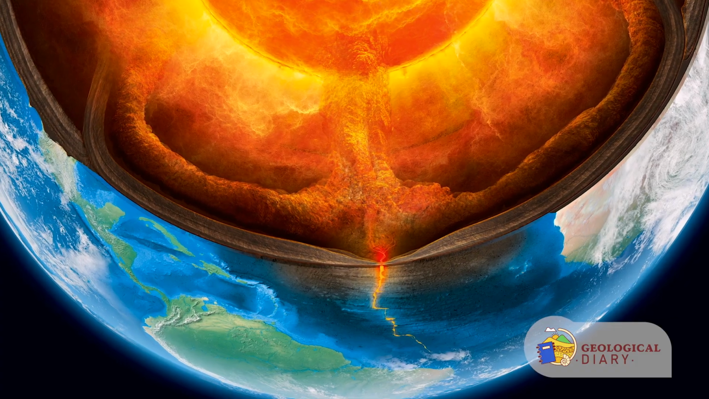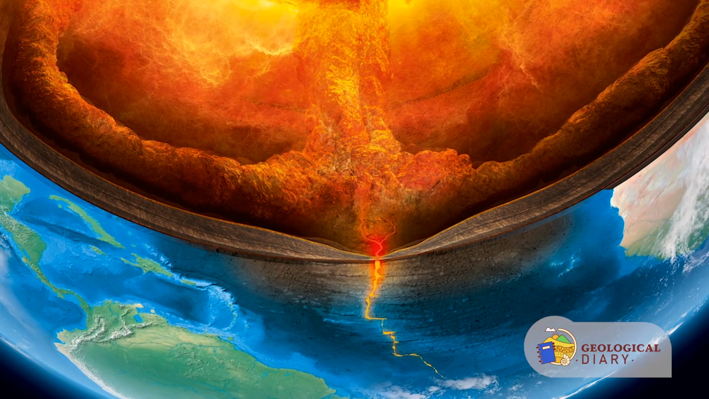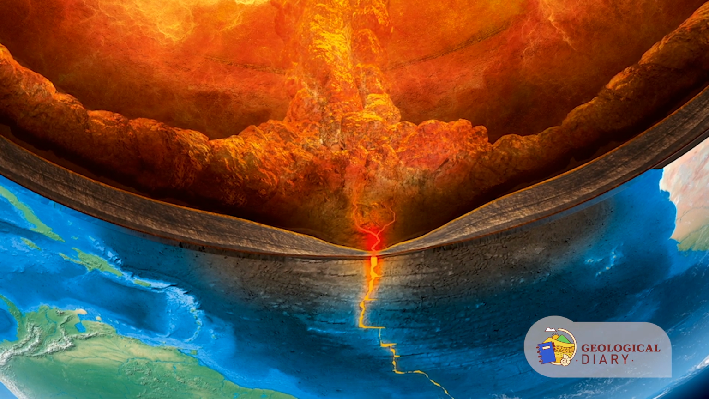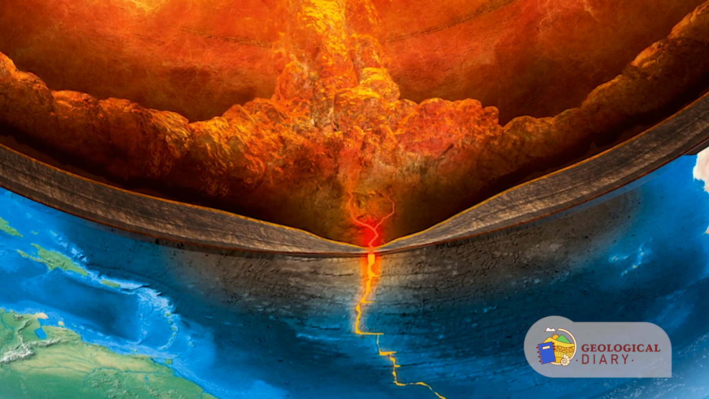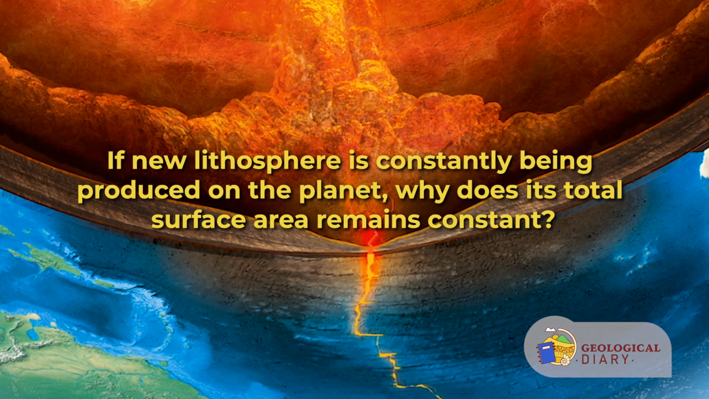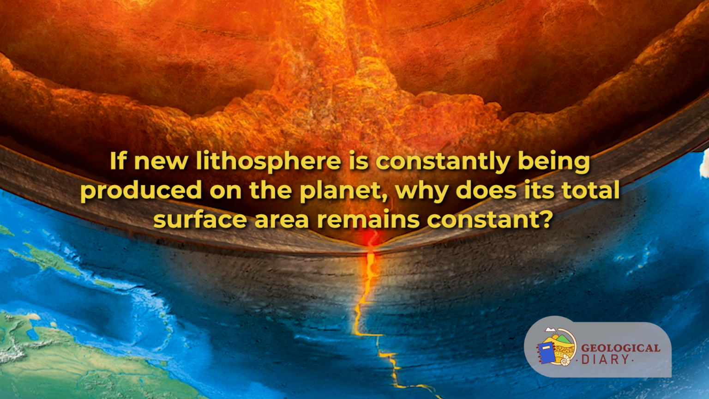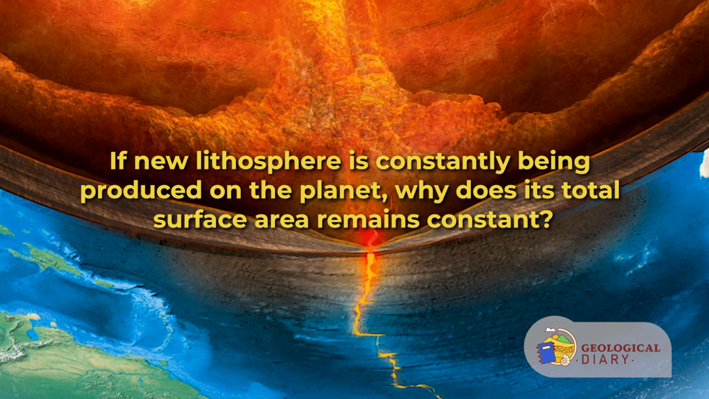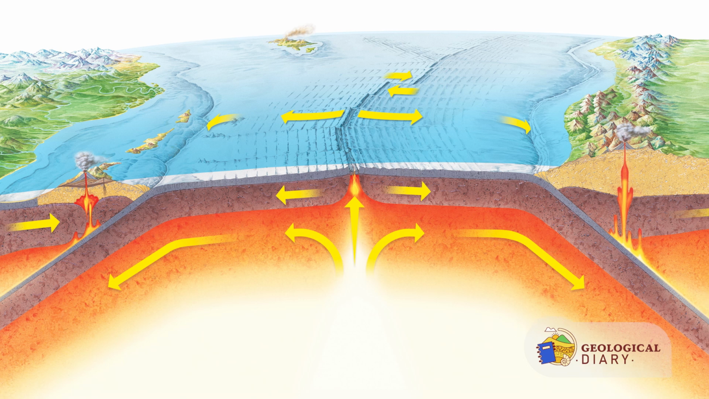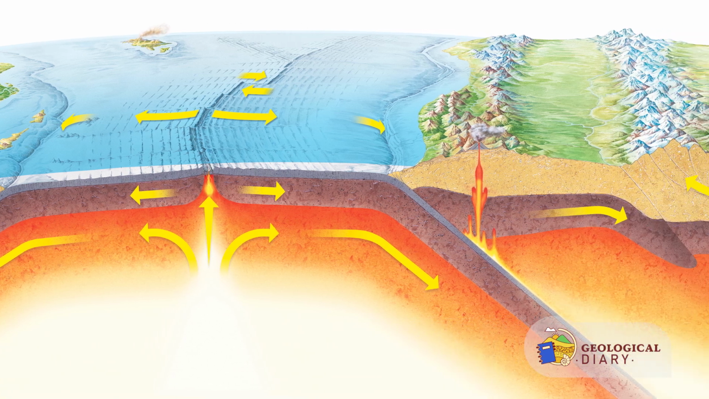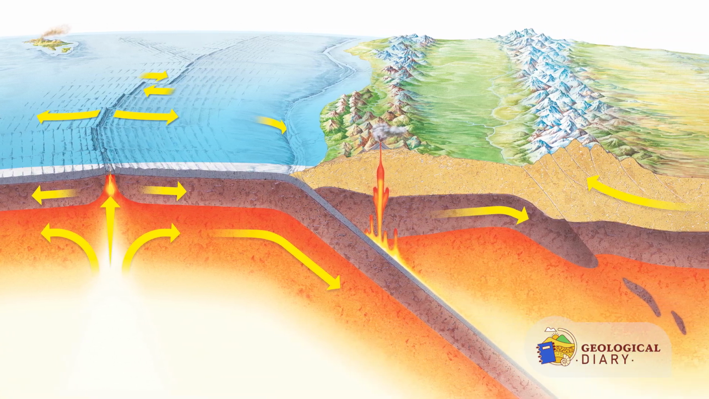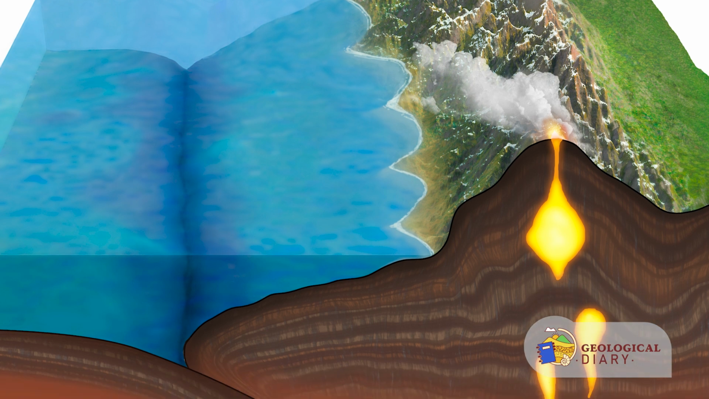We have remarked that at the oceanic ridges, new lithosphere is constantly being produced. At this stage, it is important to reflect on the following aspect. If a new lithosphere is constantly being produced on the planet, why does its total surface area remain constant? There has to be a mechanism whereby it is destroyed to be created again. In other words, a sort of cycle. Well, in this case, that is what happens.